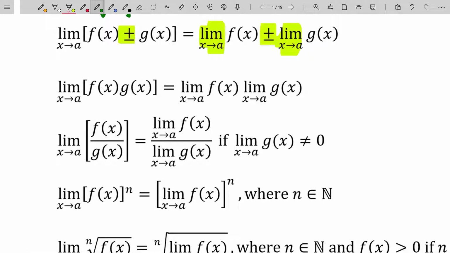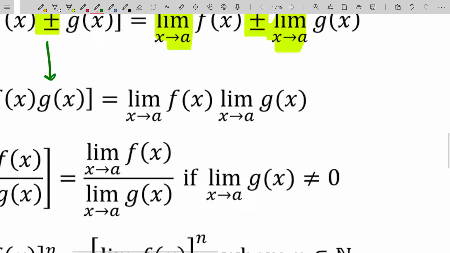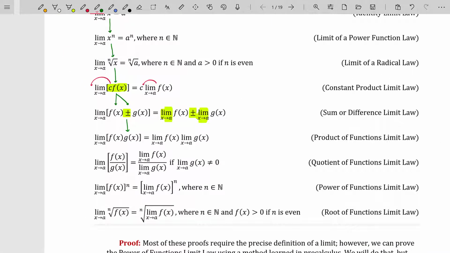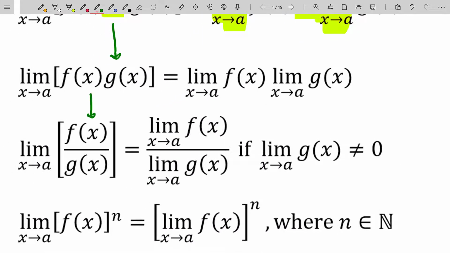So the next limit law is the limit of the product of functions ends up being the product of the limit of those functions. And again, that is the product of functions limit law. The next one is about the quotient of functions. So the limit of a quotient is the quotient of the limits. This is provided that the limit of the denominator, the limit as x approaches a of g of x, which is in the denominator, is non-zero. Otherwise, if that limit downstairs is approaching 0, you've got division by 0, and that's a problem.